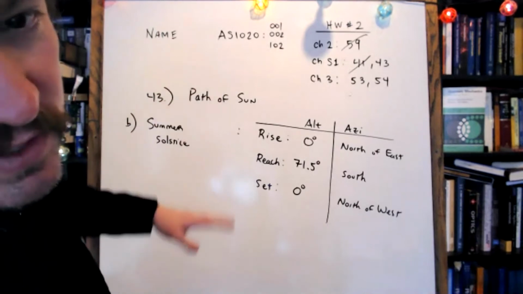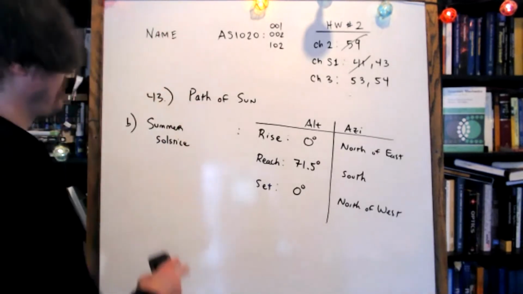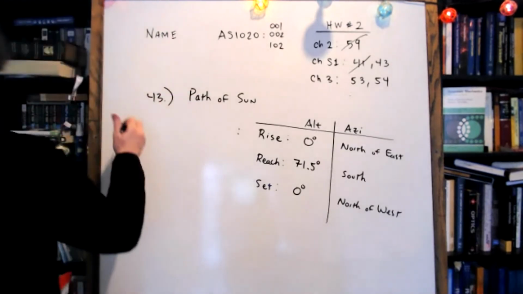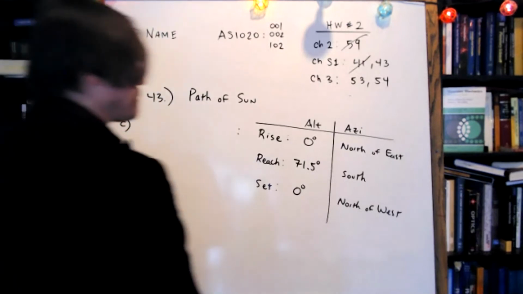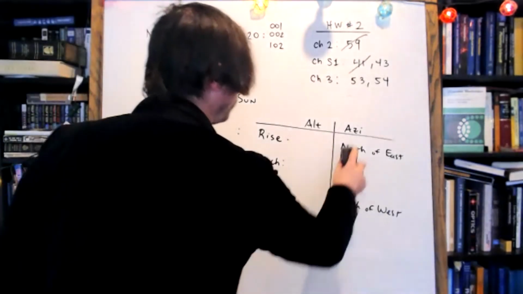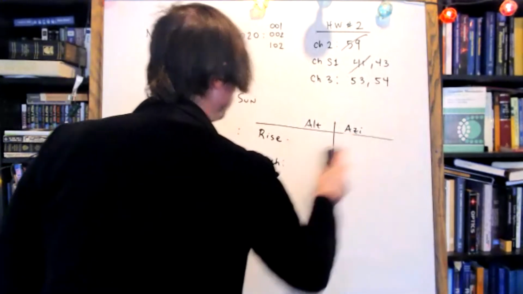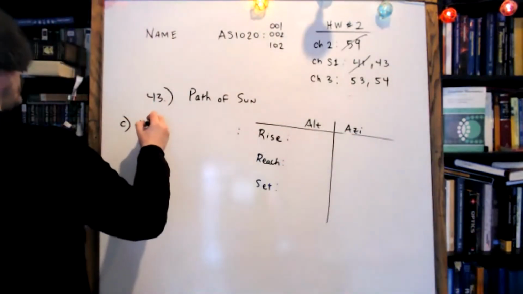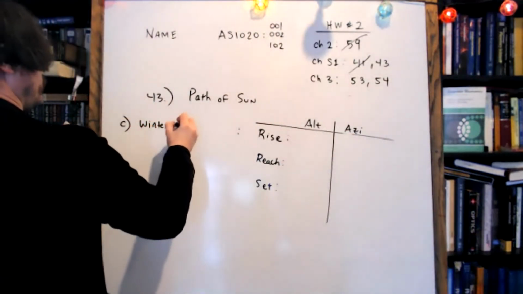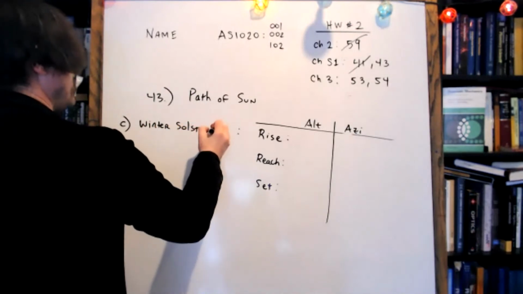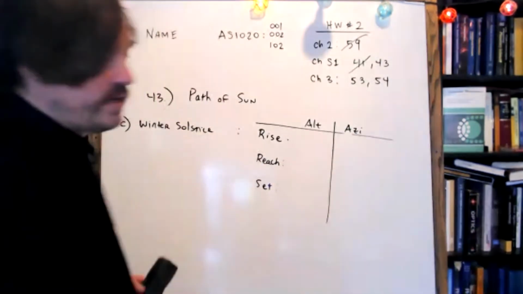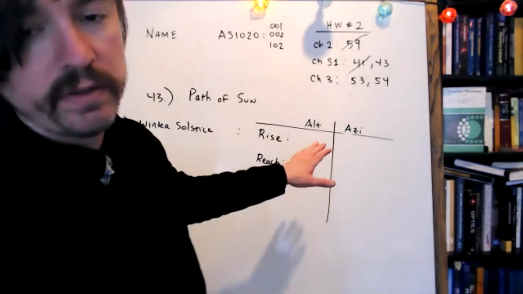There's parts A through D. Let's just do part C and then we'll stop with this question. So part C, the December solstice. Okay, so let's see what you guys have learned. I can repeat them to you if you want me to.